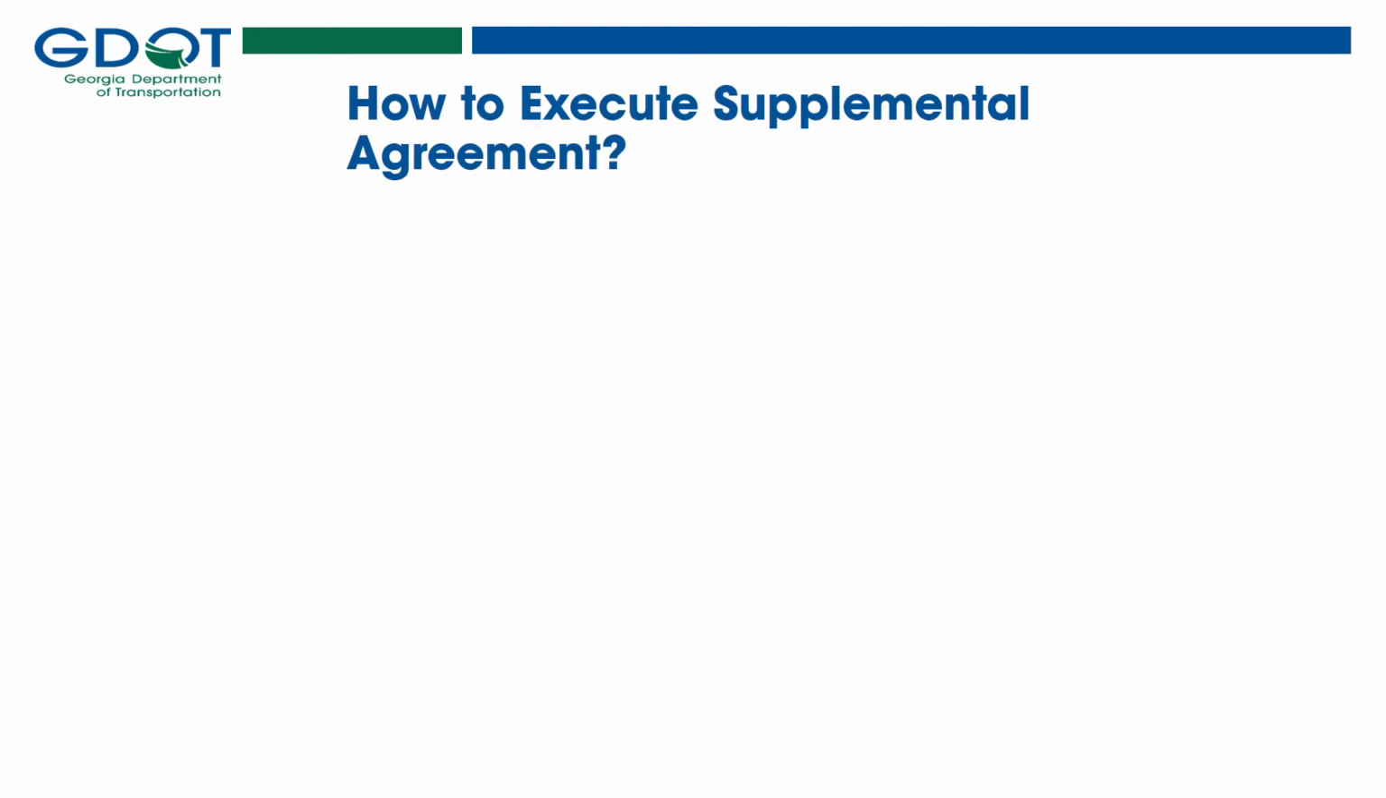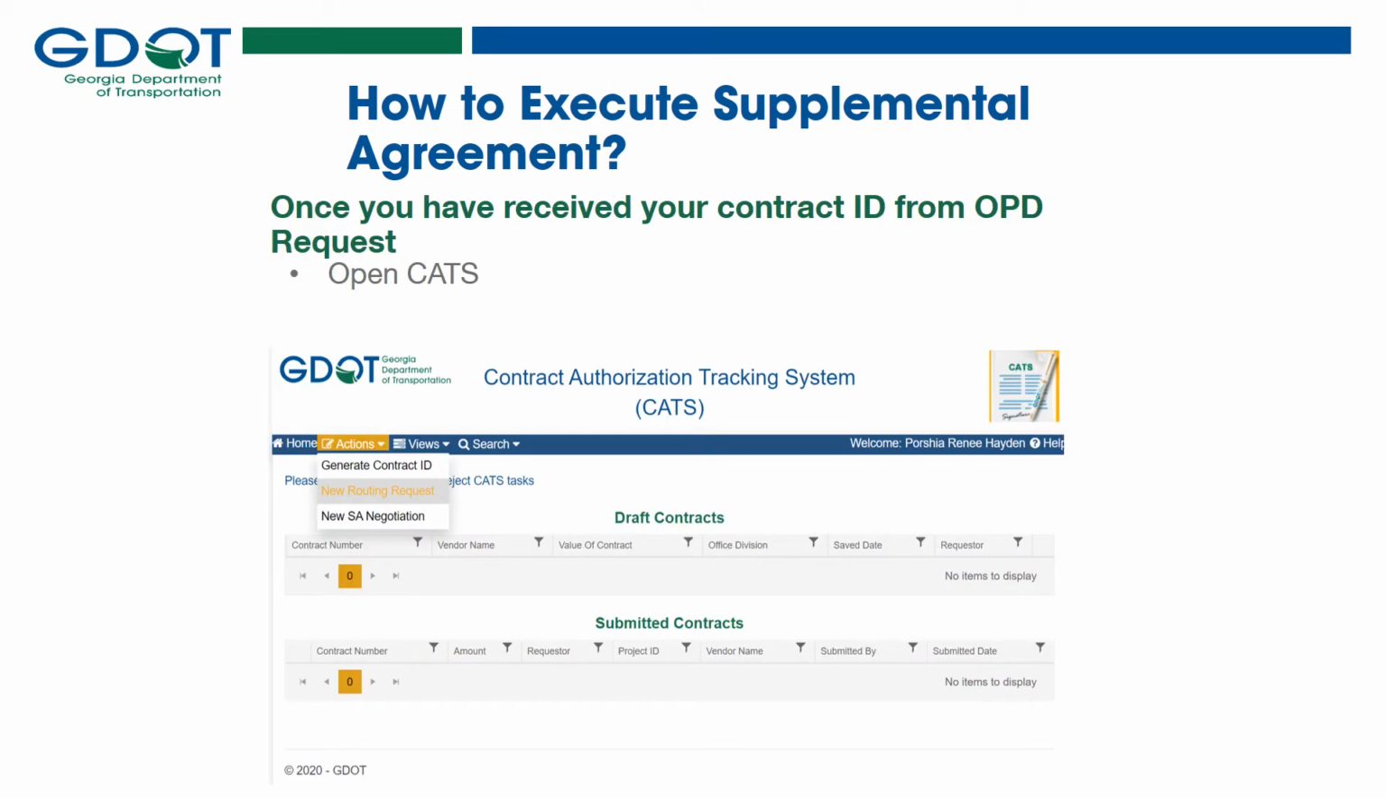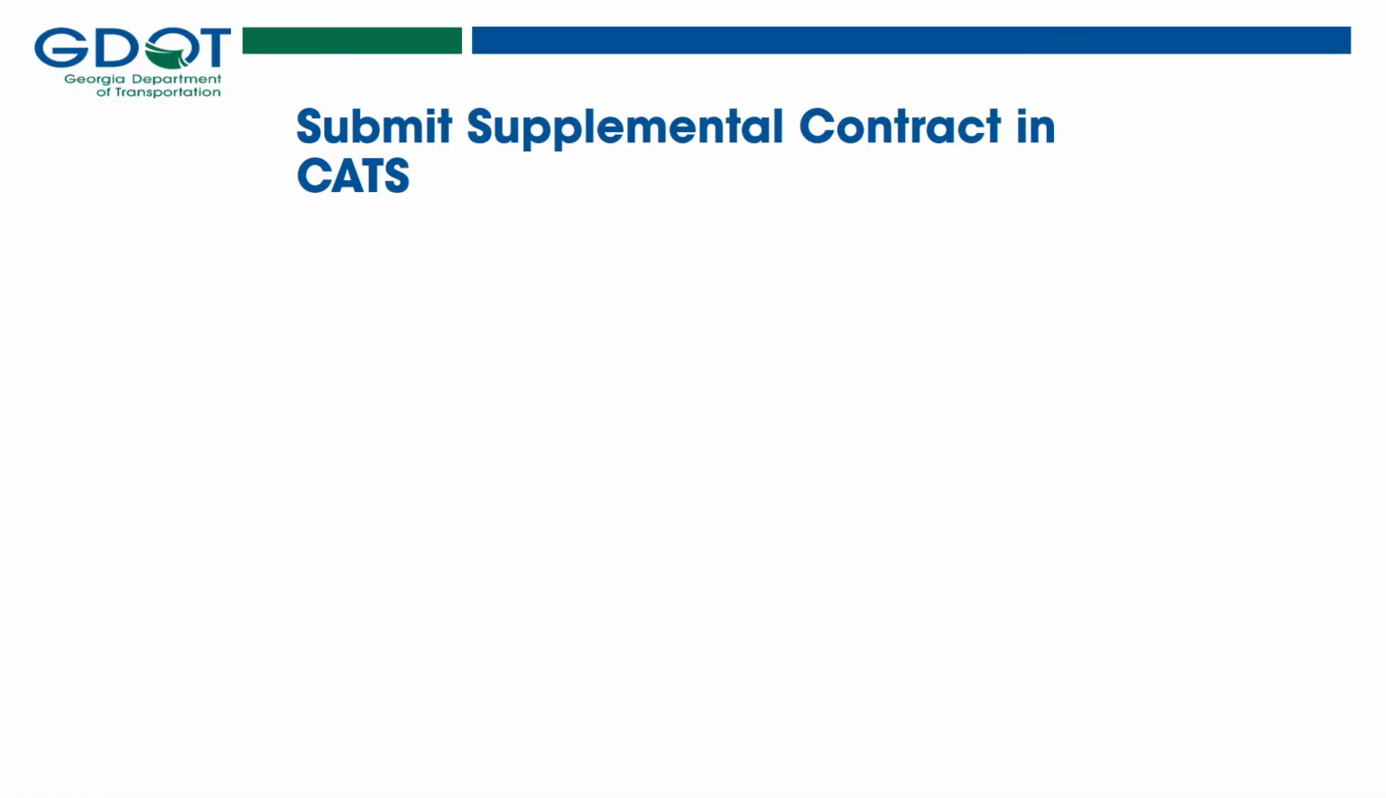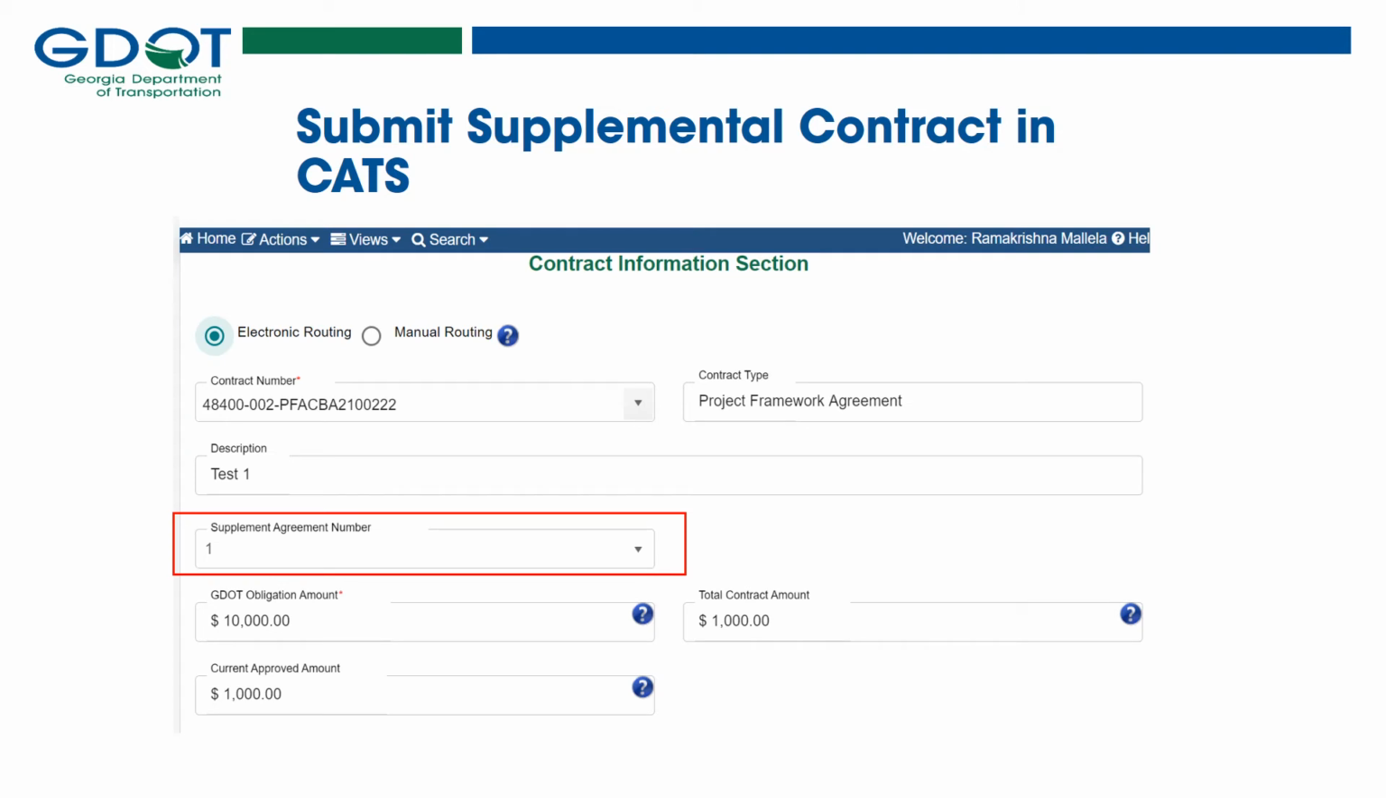Once you have received a confirmation from the OPD inbox stating that your supplemental agreement is ready for routing, you may navigate to CATS, select New Actions, and select New Routing Request. After you have selected New Routing Request, you may select Electronic Routing. You may search for your contract number and select your contract.